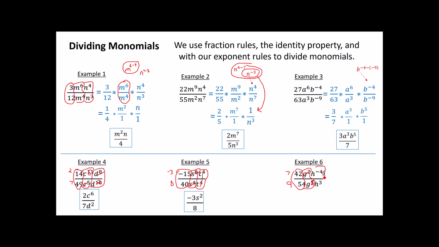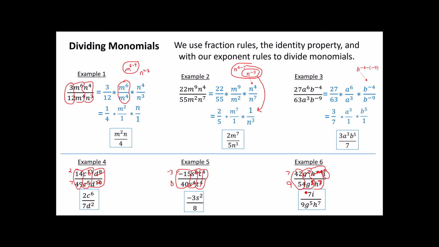H to the negative 4 over h to the 3. Negative 4 minus 3 makes negative 7. Since it's to the negative 7, I know the 7 is going to get switched down to the bottom. And of course, notice you have this i out here by itself. So you're going to end up with 7i on top and 9g to the 5th, h to the 7 on the bottom. Hopefully that made sense to you.